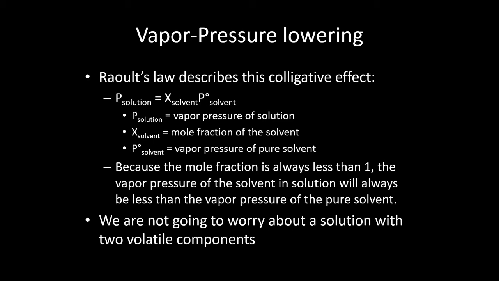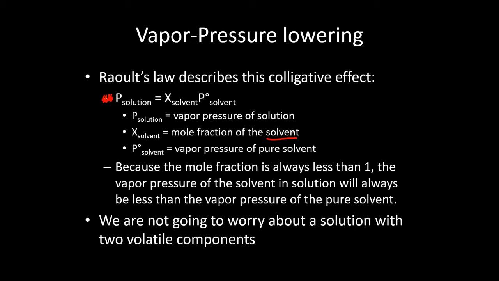The equation that we use to quantify exactly how much the vapor pressure is lowered is called Raoult's law, and I think I'm pronouncing that correctly. If anyone knows a better pronunciation, feel free to let me know. Raoult's law describes vapor pressure, and it tells us that the pressure of the solution, and by the way, this is not a negative sign, it's just a bullet point, the vapor pressure of the mixture of solvent and solute, is equal to the mole fraction of the solvent times the vapor pressure of the pure solvent.